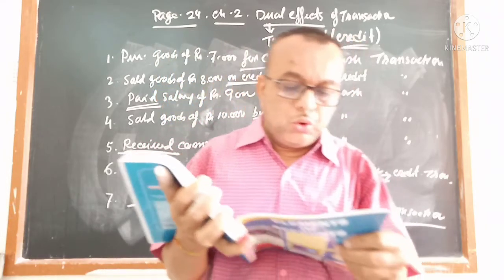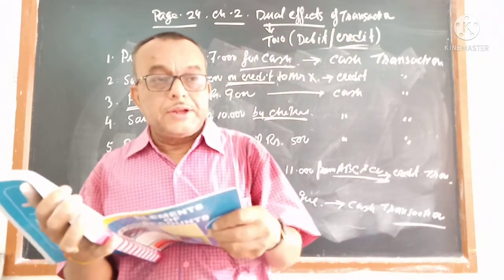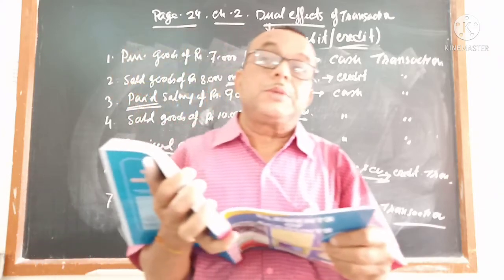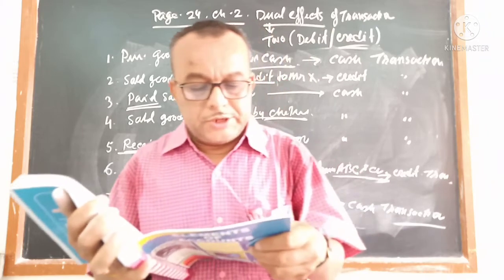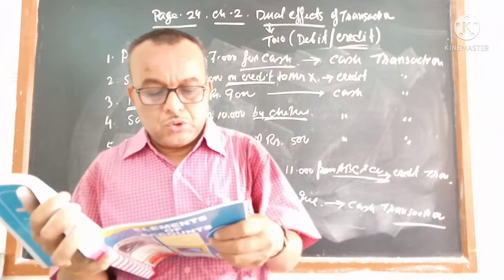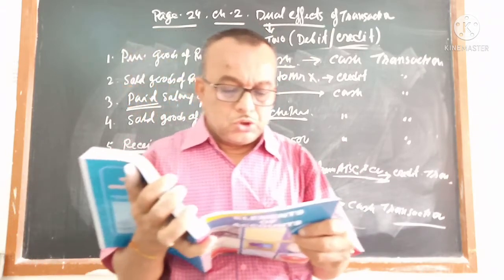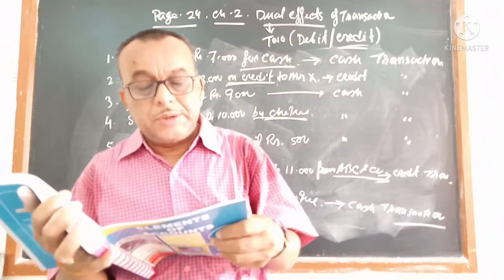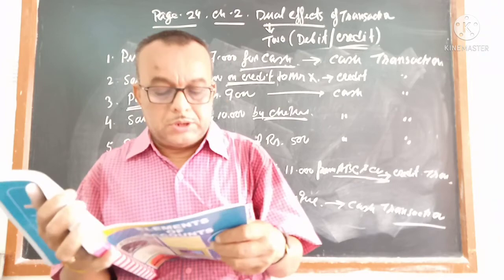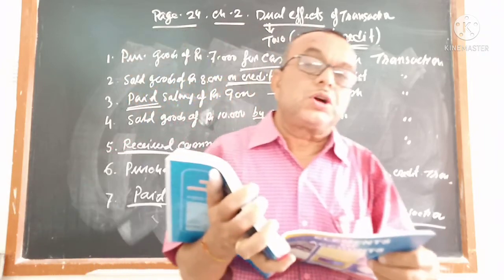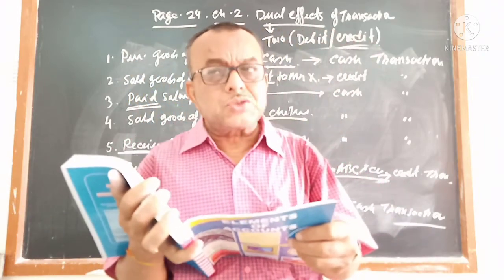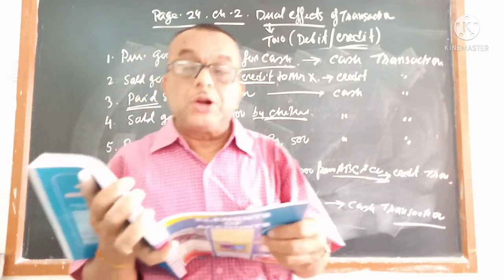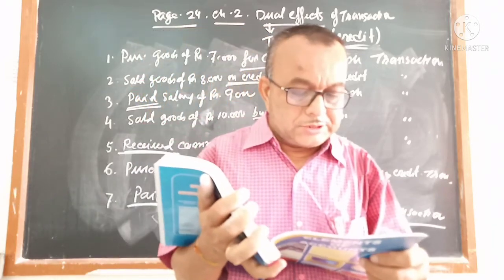Goods of rupees 9,000 sold to Meena. On credit is not given, cash is not given, by check is not given, but the party's name is given, so it is considered as a credit transaction. Goods of rupees 2,000 sold to Nutan for cash. See, the party's name is given as well as cash, both are given. If both are given, then you should give more importance to cash. It is called a cash transaction. Salary paid of rupees 5,000, cash transaction.